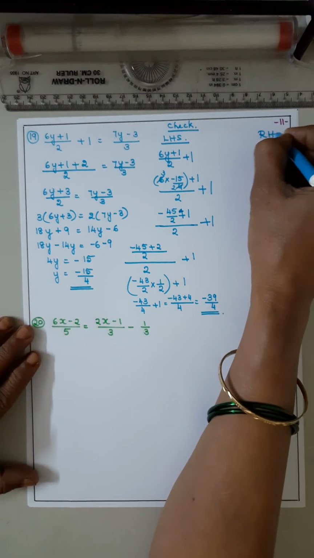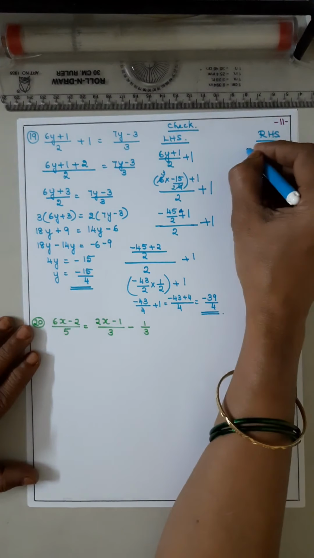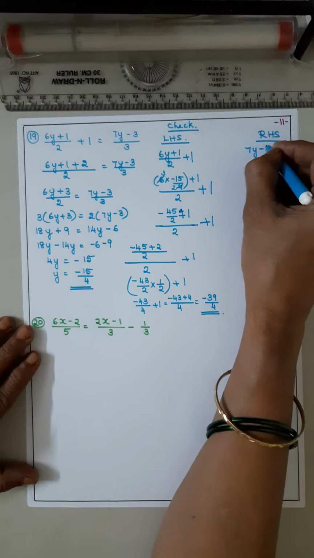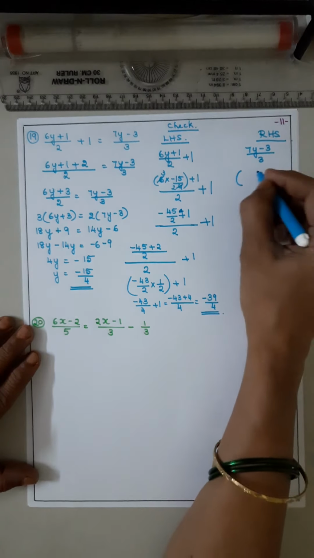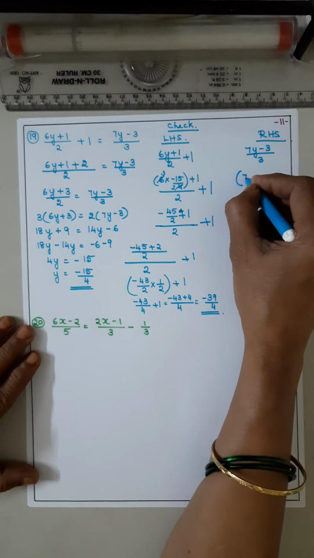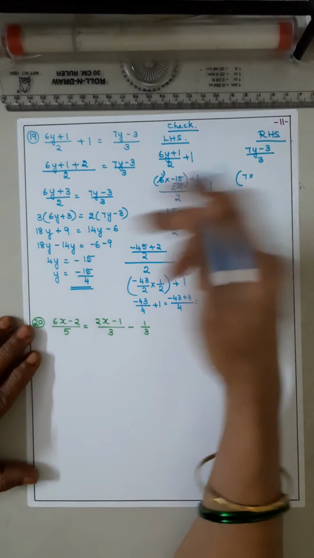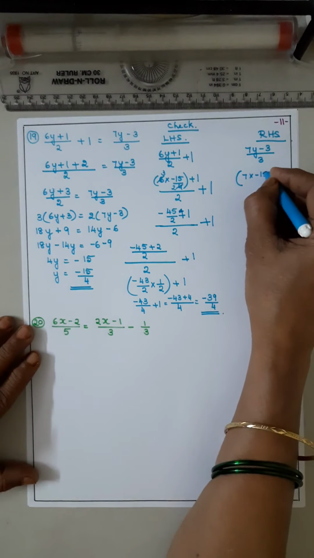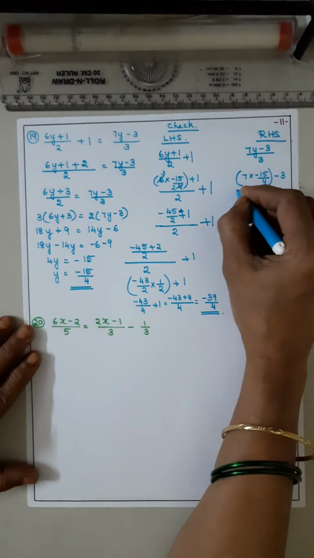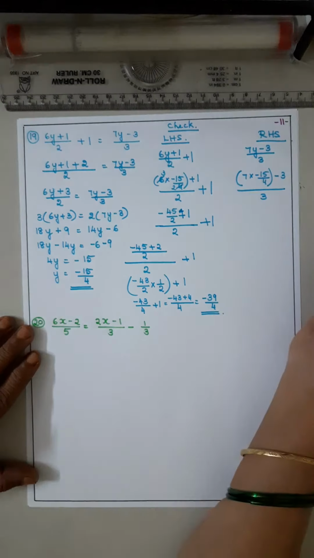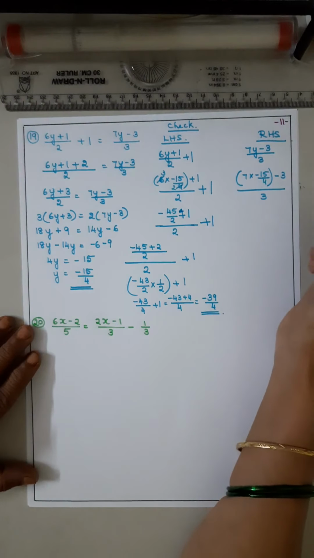So RHS will be 7y minus 3 by 3. Again within the bracket, 7 into, the answer is minus 15 by 4, minus 3 by 3. Now there is no cutting. Is there cutting?